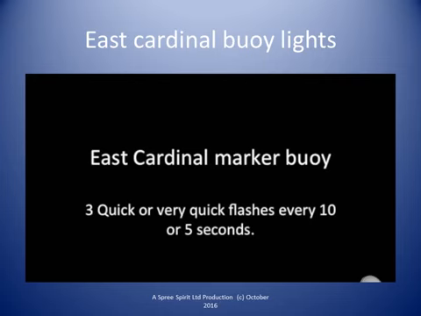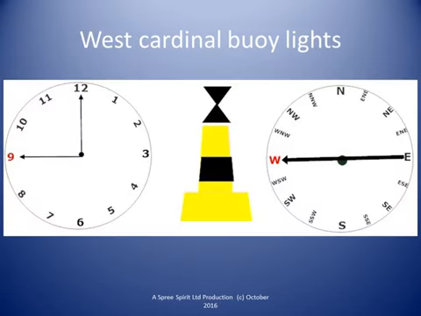Now we take a look at west cardinal buoys. The white light on a west cardinal buoy flashes 9 times in 10 or 15 seconds. The compass on the right is in north up mode with the pointer on the west to the left, while the clock's hour hand is to the left and is on the 9.